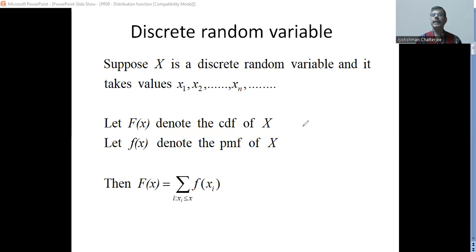Here we have just taken a simple example where capital X takes only 5 values, but that is generally true even when capital X takes infinitely many values.